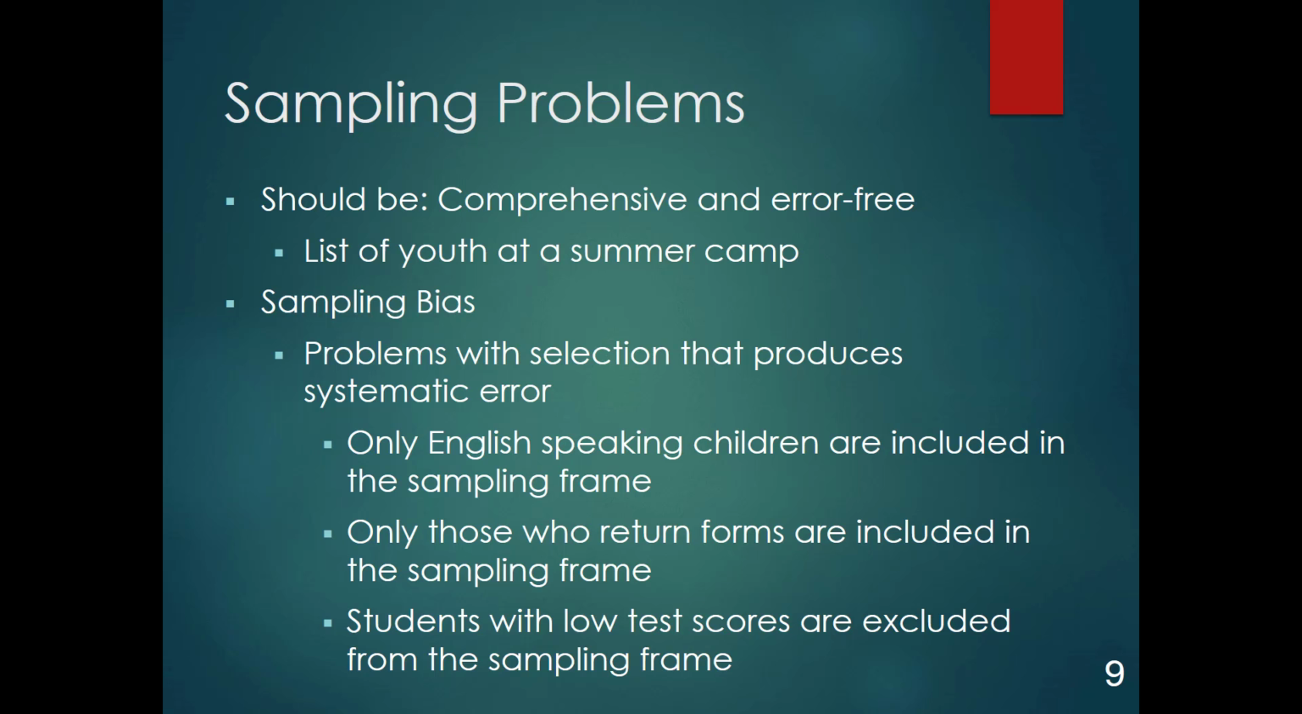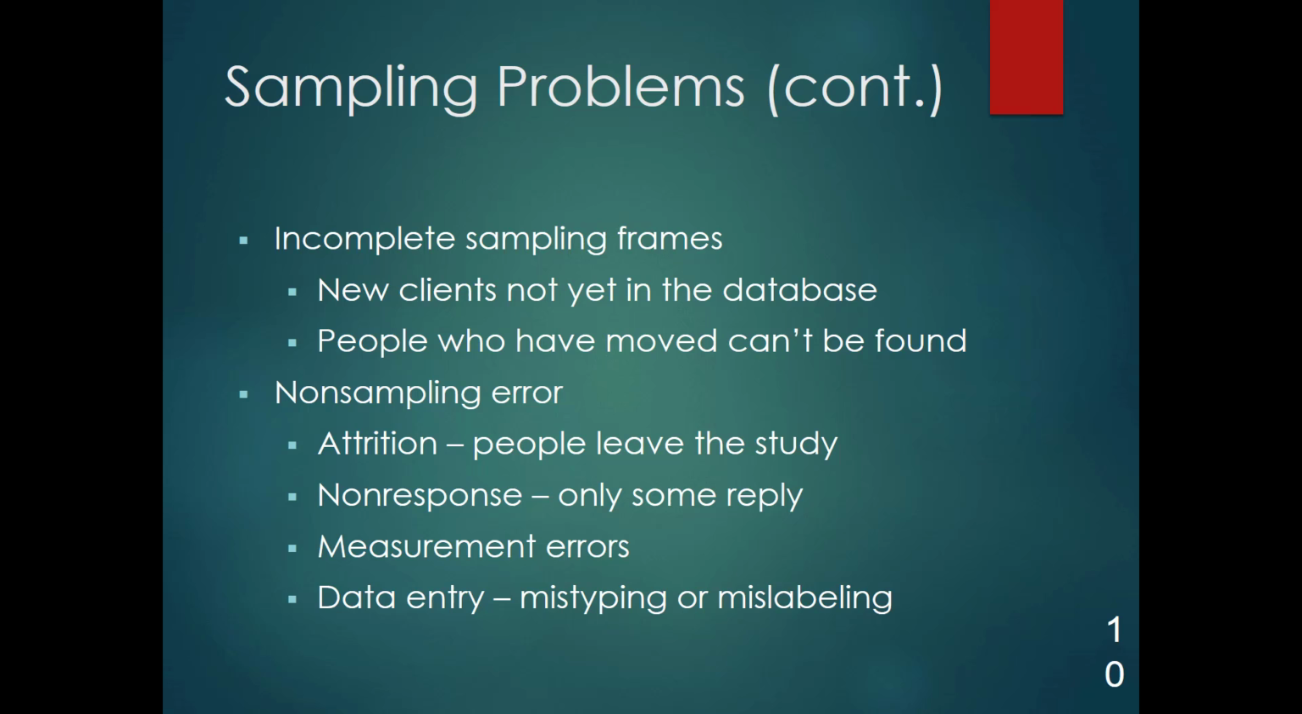Students with low test scores not included in the sampling frame is another example, since those who had higher test scores may be different from those with lower test scores. You cannot generalize that data if you don't include both. Other problems can come from incomplete sampling frames. For example, if you have new clients at your agency who are not yet entered into your database, your sampling frame would be incomplete because you don't have everyone from the population. So when you draw your sample, you're not drawing from the entire population.